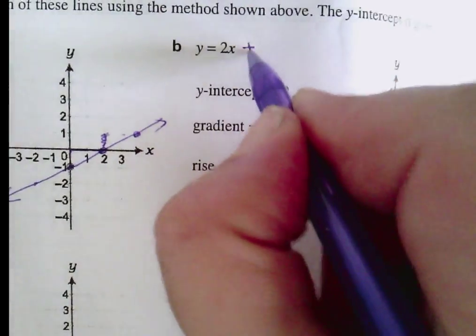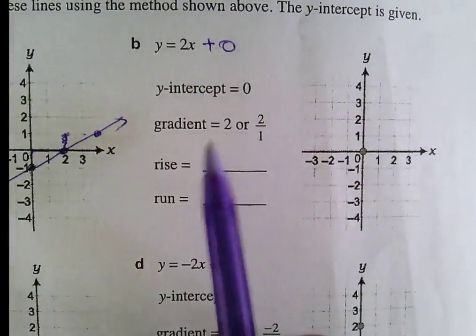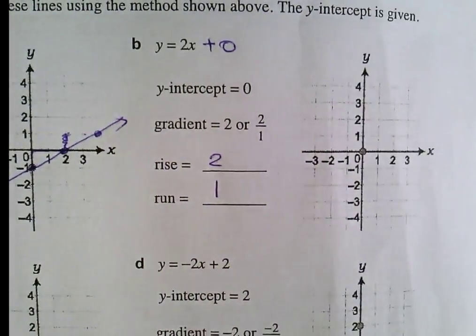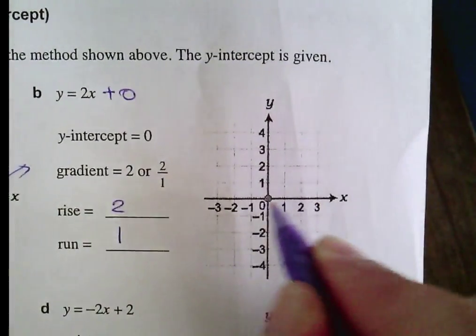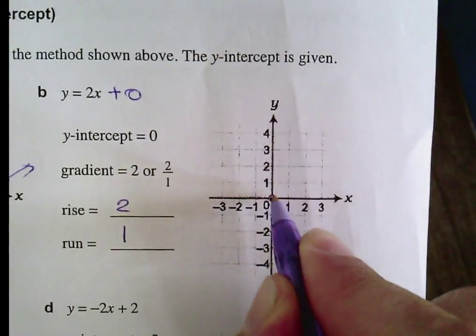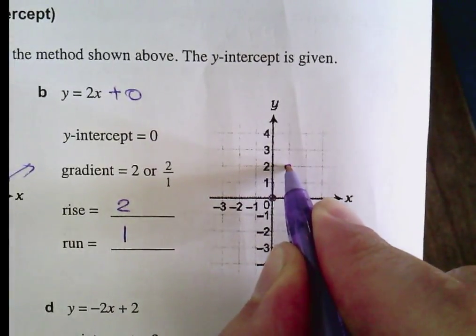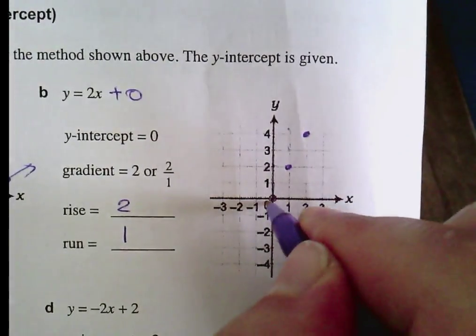This is y equals 2x plus 0. There is no y-intercept, it's 0. The gradient is 2 or 2 over 1. So we're going to rise 2 and run 1. So here's my starting point at 0. Rise 2, run 1. Got it? Up 2, across 1. And you will join your points.